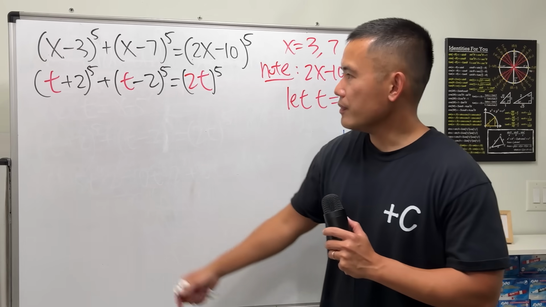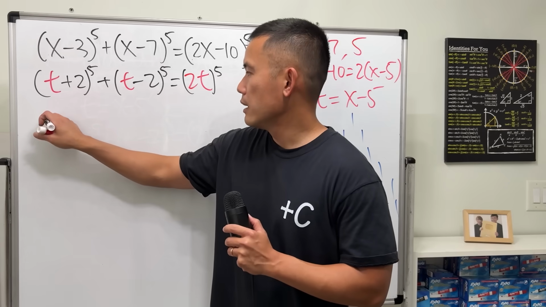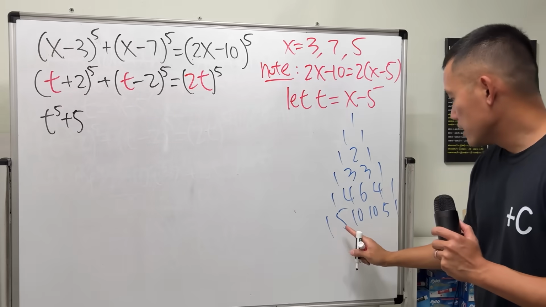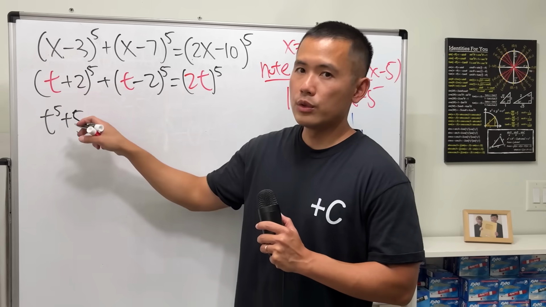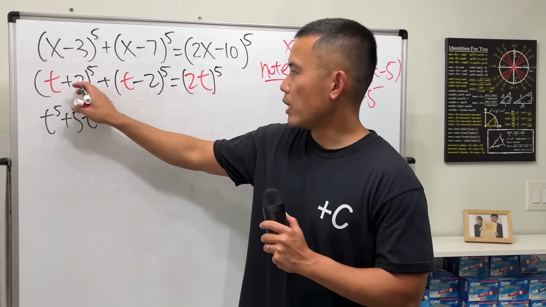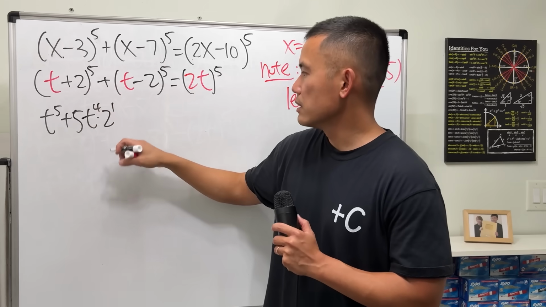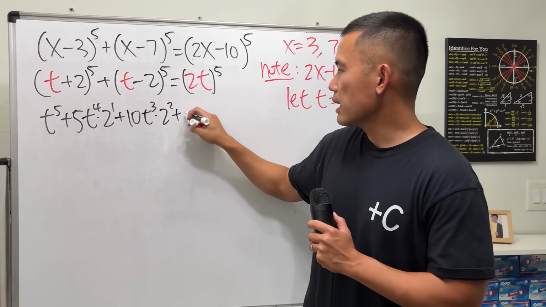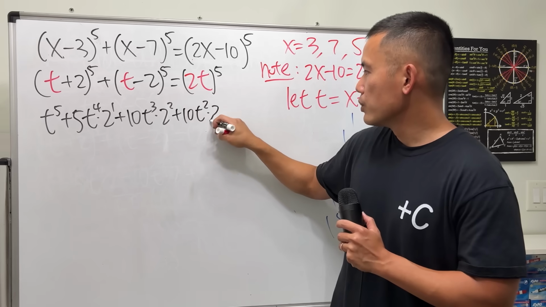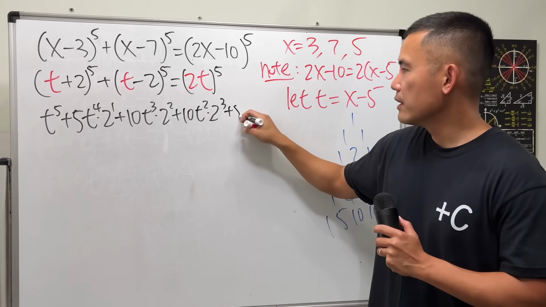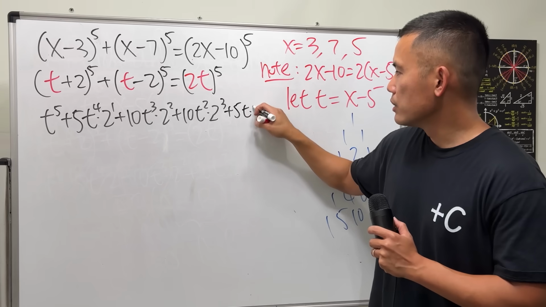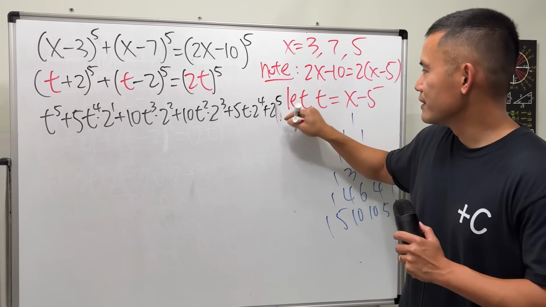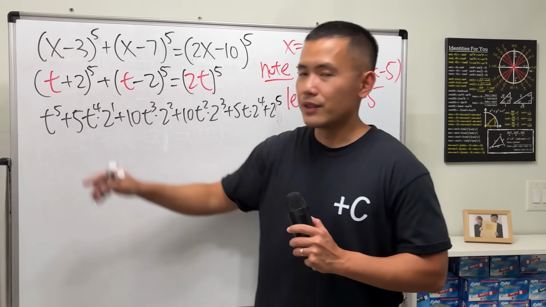And here we go. For the first one, we start with 1 and then t to the 5th plus the next coefficient here is 5, and then the power of t goes down by 1, so it's t to the 4th. But the power of 2 goes up by 1, so it's times 2 to the 1st. And then continue. Plus 10 t cubed, 2 square plus 10 t square, 2 cubed plus 5 t to the 1st, 2 to the 4th, and lastly 2 to the 5th, not 25, 2 to the 5th. So that's for the first one.